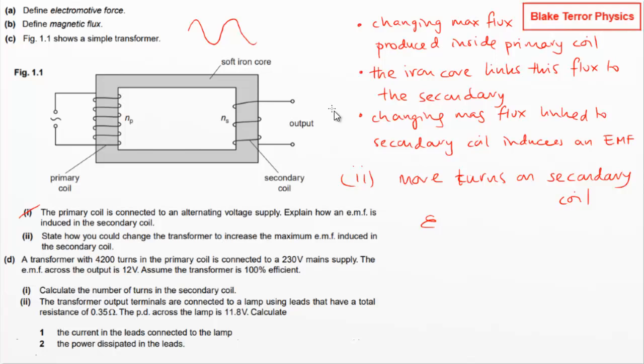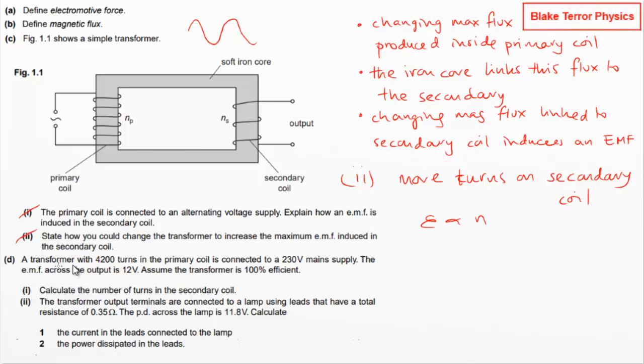And we know that our flux linkage is proportional to the number of turns on the coil. So the more turns we've got, the more flux linkage we've got, and we know that that is the case for our induced EMF. So yes, more turns on the secondary coil. Of course, you could have fewer turns on the primary coil. That's another thing that we could do, but I've gone for more turns on the secondary.